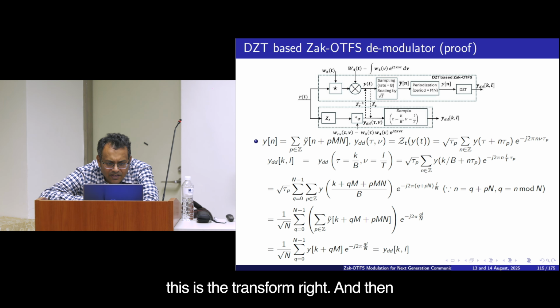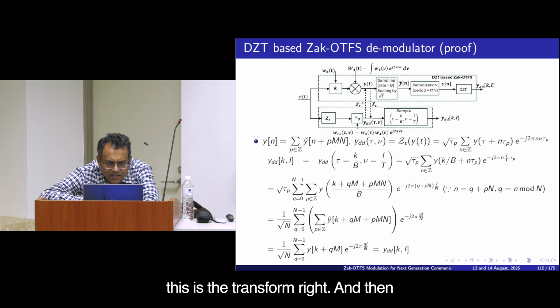And therefore basically this thing inside the bracket is this periodized signal at n equal to k plus qM, right? And this comes here, right? But it turns out that this is actually the equation for the DZT. This is exactly the equation for the DZT. If you go back here, this was the equation for the DZT, right? You exactly end up with the same equation.